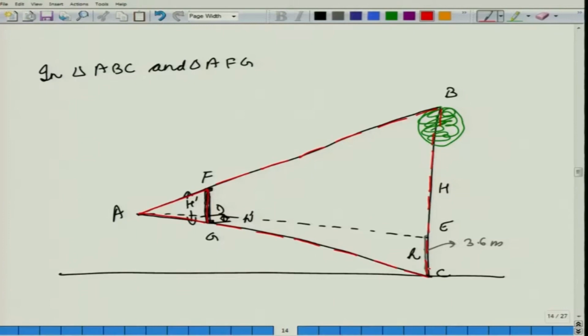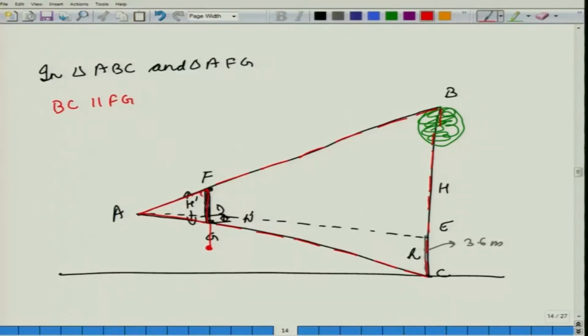In both these triangles we have that BC is parallel to FG because both of these are vertical to the ground, because your hypsometer is attached to a weight and this tree is growing vertically on top of the ground. So, both these sides BC and FG are parallel to each other.